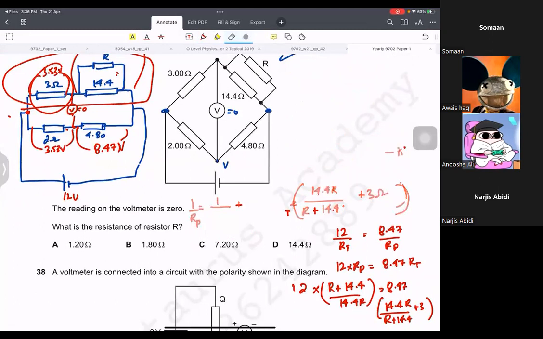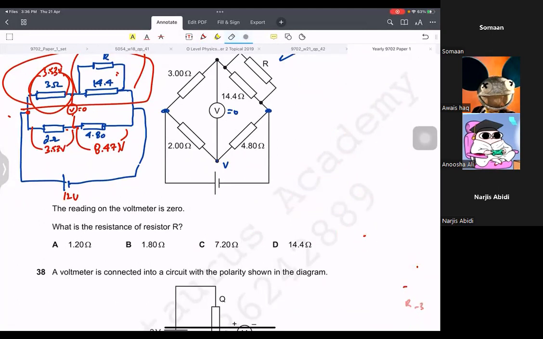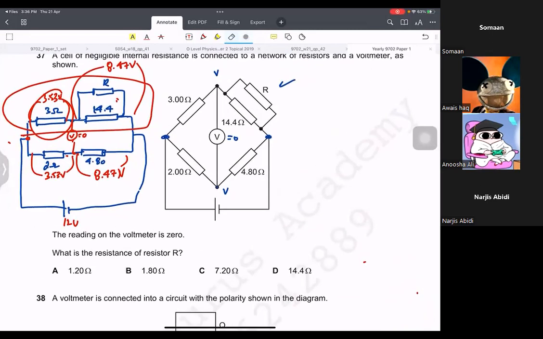So basically, I assumed there is 12 volts. I just assumed. And I also know there's 8.7 volts on the top, according to this clue that they gave us. What I can do is use the answers and put them back to check whether this gives me the same ratio.